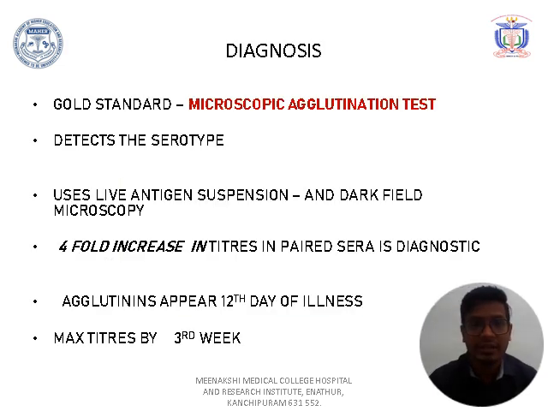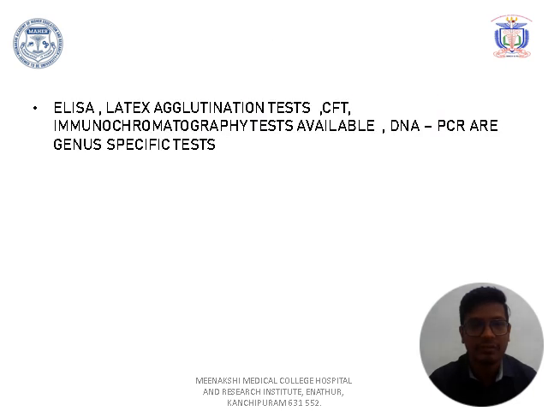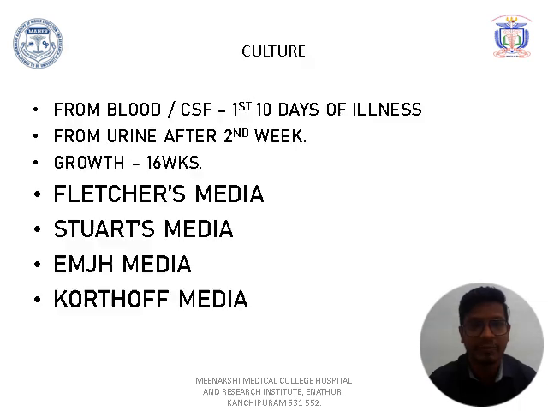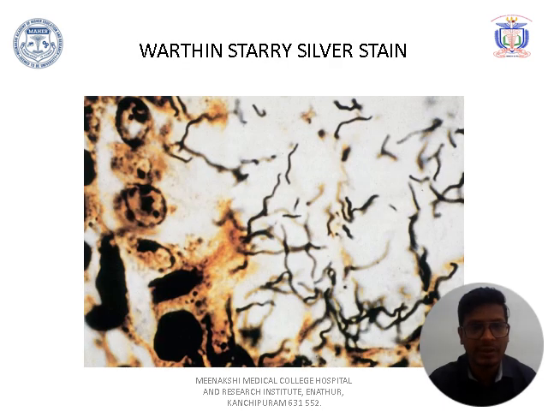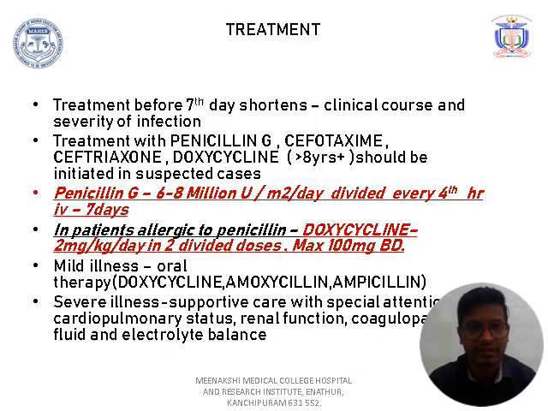Diagnosis-wise, the gold standard is the microscopic agglutination test. A four-fold increase in titers in paired sera is diagnostic. Agglutinins appear after the 12th day of illness. ELISA, latex agglutination and CFT are also available, along with DNA PCR. Culture is from blood and CSF in the first 10 days, and from urine in the second week of illness. Culture media include Fletcher, Stuart's, EMJH and Korthof media. There is a stain called Warthin-Starry silver stain, where you can identify the species, which are curvy in nature with a question mark shape.